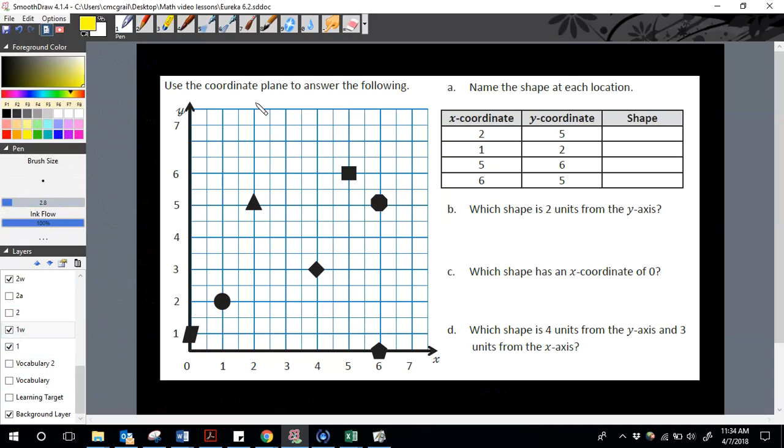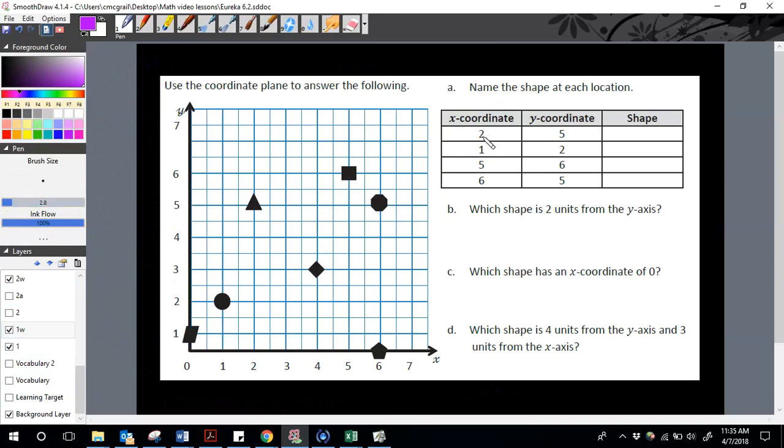Okay, let's take a look at this problem here. You will have an opportunity to answer these questions on Edpuzzle. So I'm going to go ahead and pick a new color. These questions say, name the shape at each location. So I have my coordinate plane here. My x-axis goes this way. My y-axis goes this way. And so now I can map out any of these shapes with just 2 numbers.